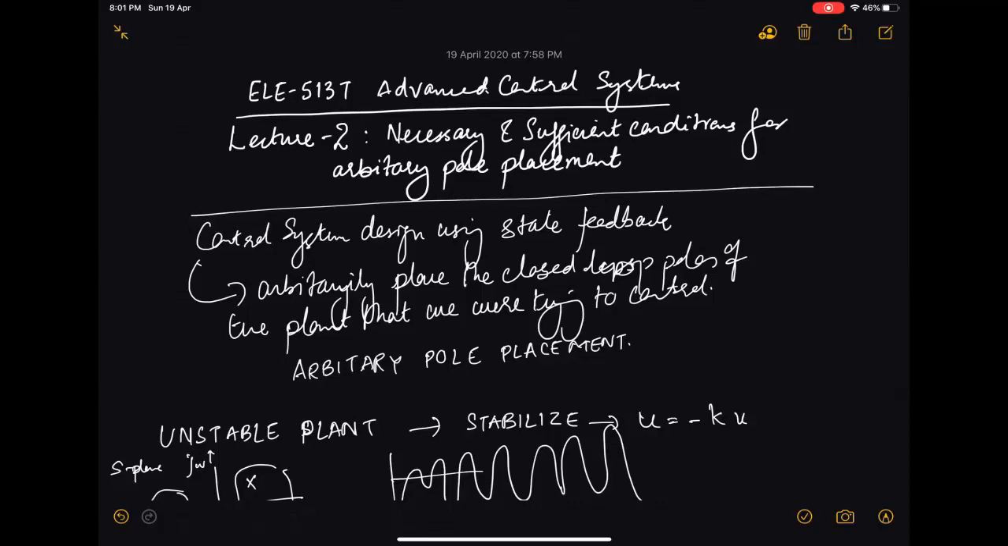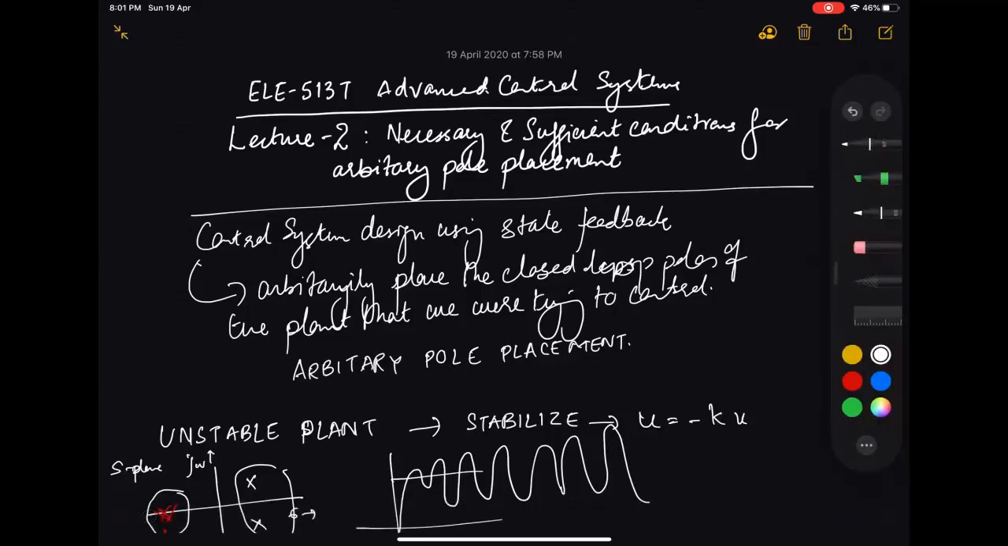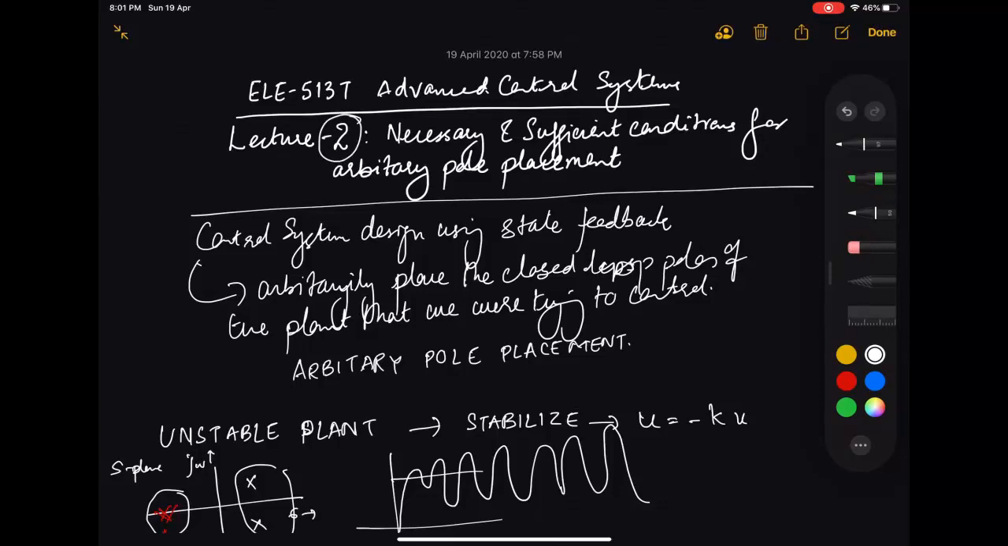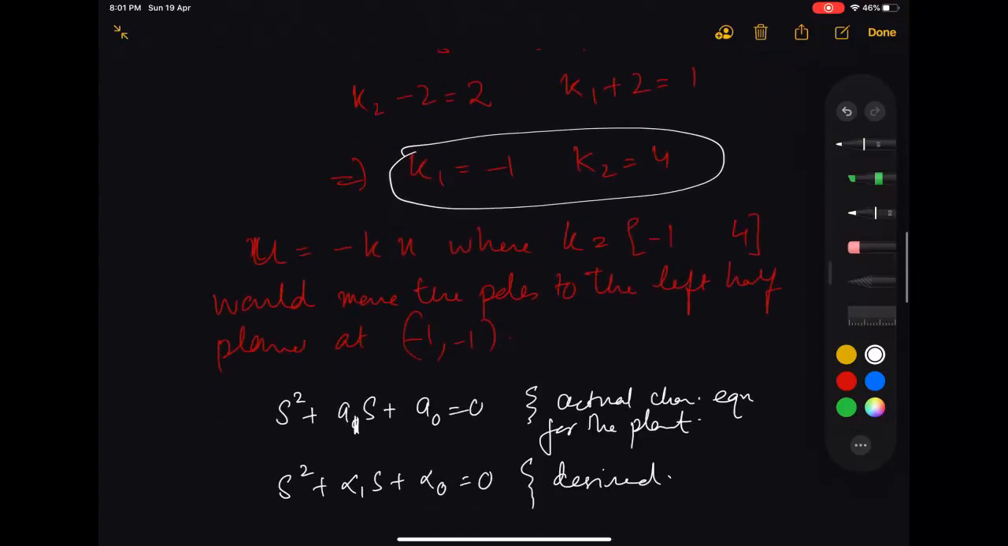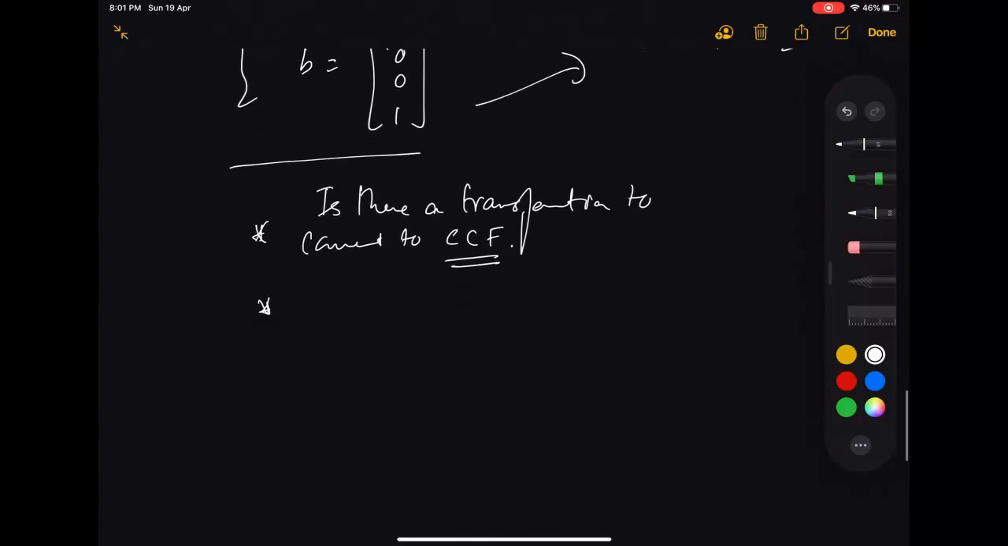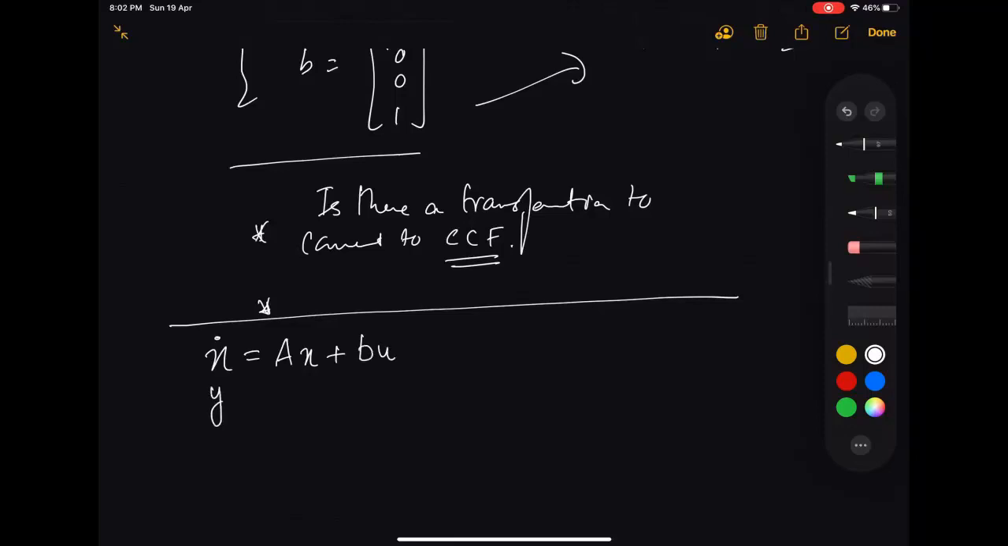Okay, so welcome to the second part of lecture 2. As I said in the previous part, we are going to look at the necessary and sufficient conditions for arbitrary placement. So what we're trying to look at is this fact: is there a transformation to convert to controllable canonical form? So let us take a general control system state space form, as general as is possible for us at this stage. So it's a SISO system again, x dot = Ax + Bu, y = Cx.